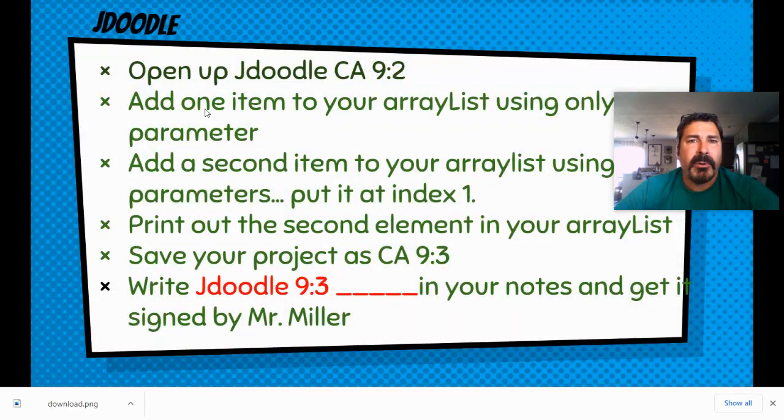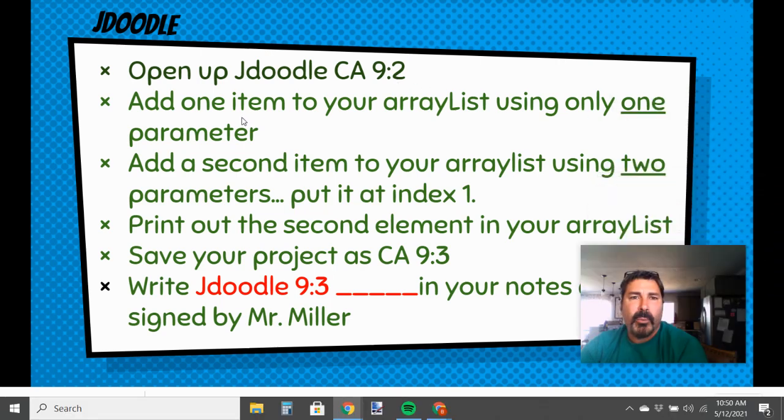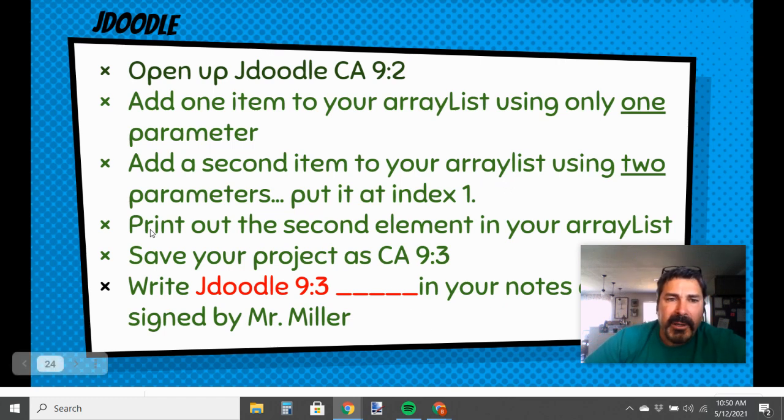All right, so after you've done the reading, hopefully you can understand how to do stuff. So we're going to open up JDoodle. You're going to open up 9.2, the one that you did last time, and we're going to add to it. We're going to add one item to your array list using only one parameter, and add a second item to your array list using 2 parameters, and then print out the second element in your array list.